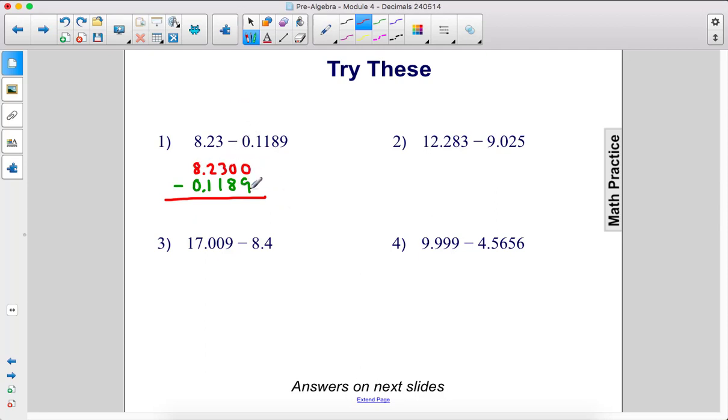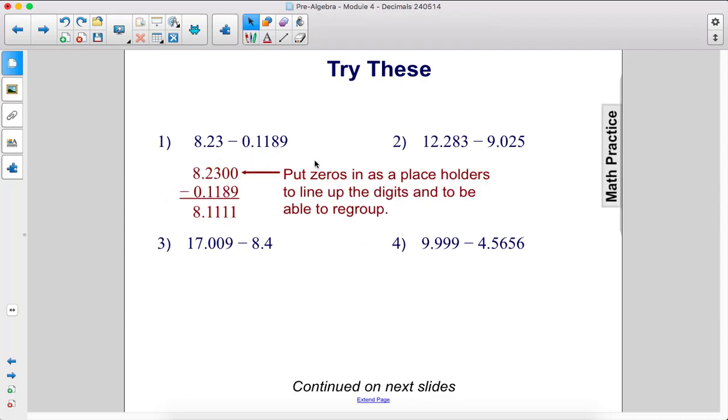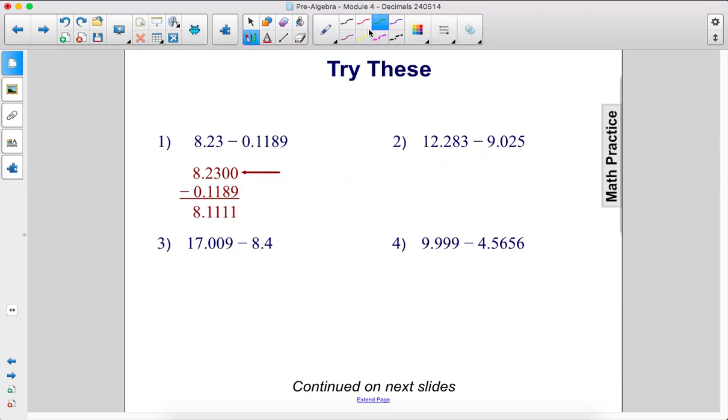All right, 0 minus 9. Well, can't do that. Can't borrow from here either. So we're going to borrow 10 from here, make that a 2, make this a 1. Then we're going to borrow 1 from there, so make that a 9, make that a 10. So 10 minus 9 is 1. 9 minus 8 is 1. 2 minus 1 is 1. 2 minus 1 is 1. 8.1111. So remember, when you're doing subtraction like this, you're going to have to put those zeros in as placeholders.